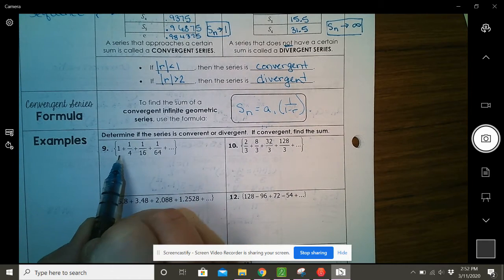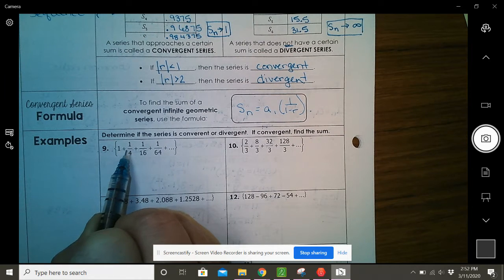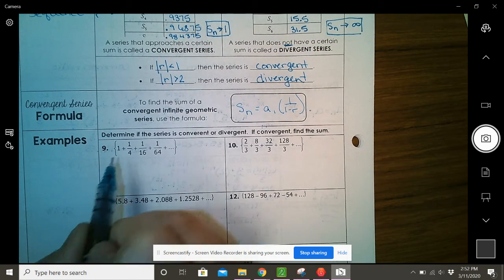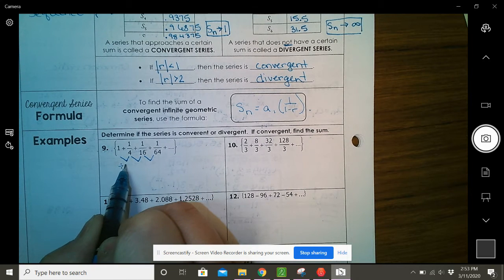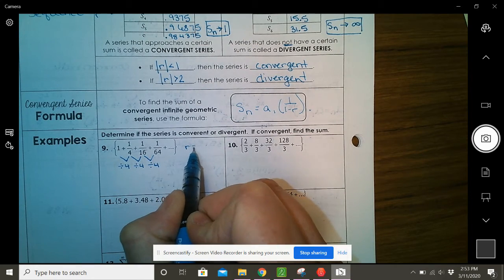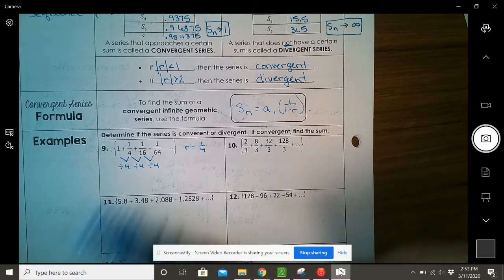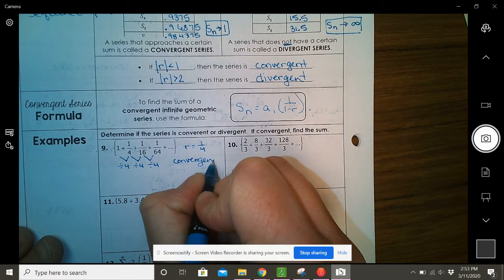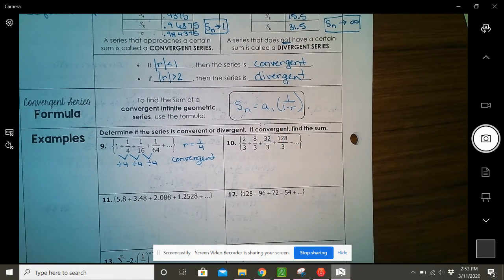All right, so let's see if we can figure out the r value. What's happening as we go from 1 to 1/4, or 1/4 to 1/16, or 1/16 to 1/64? Well, with every iteration, we are dividing by 4. So that means our r value is 1/4. 1/4 is less than 1, so this is a convergent series, which means we will be able to find a sum. So now I'm going to use this formula to find that sum.